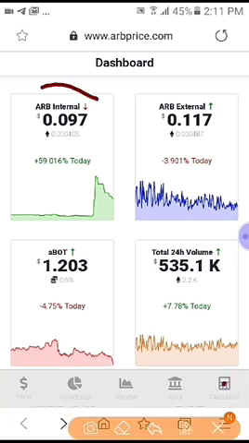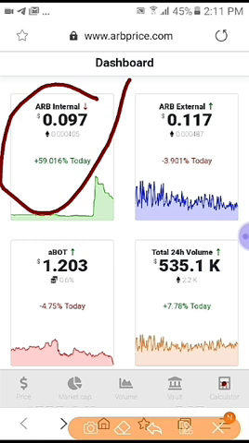The ARB internal for today is estimated at $0.09. I look at this arrow, it's falling down, so maybe it's not good. Okay, no matter. The ARB internal is around 0.3014 Ethereum.